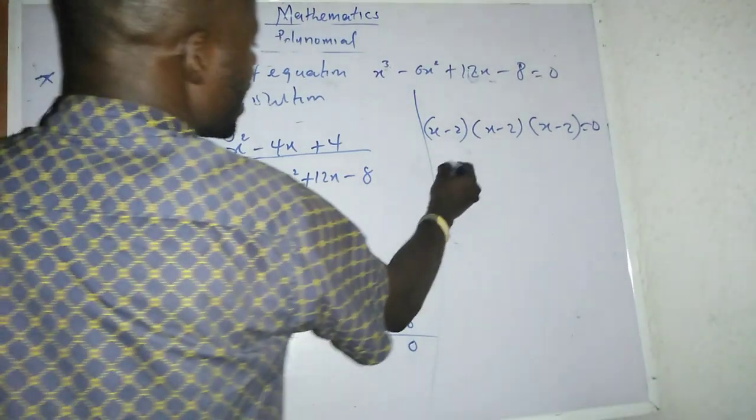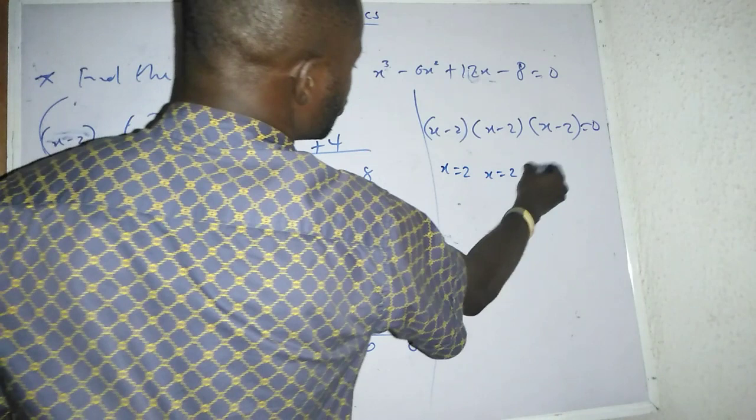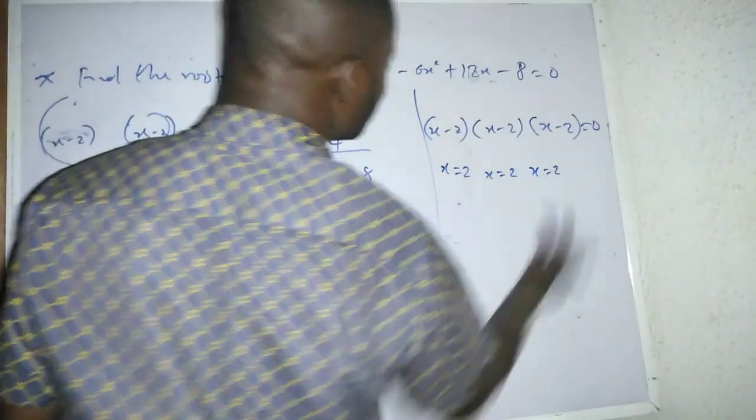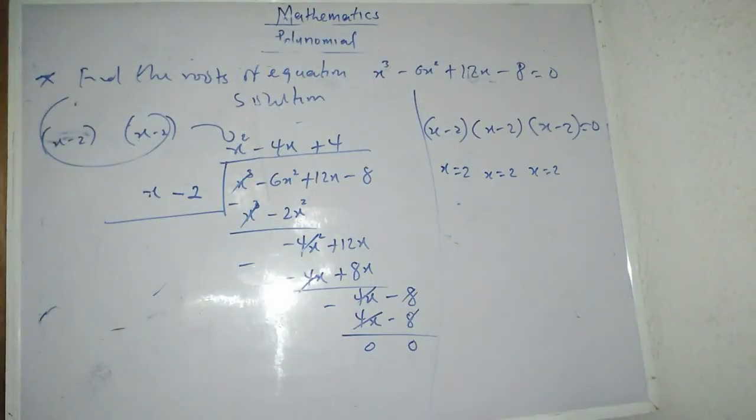Now, the root, it will be what? x equals 2, x equals 2, x equals 2, three times. It means x equals 2 three times, which under quadratic equations we call an equal root. Is there any problem? No, I don't think there is any problem. It is called equal root.